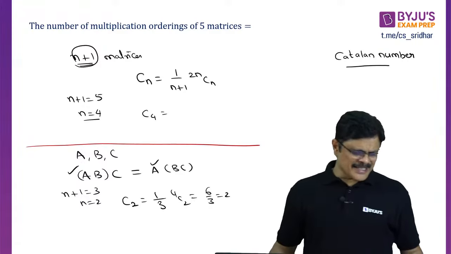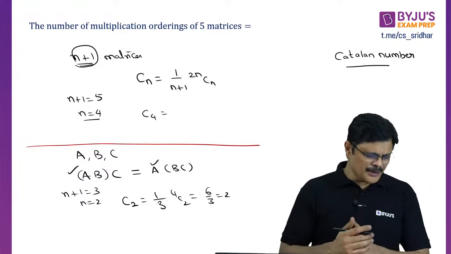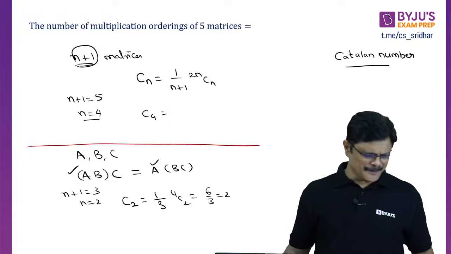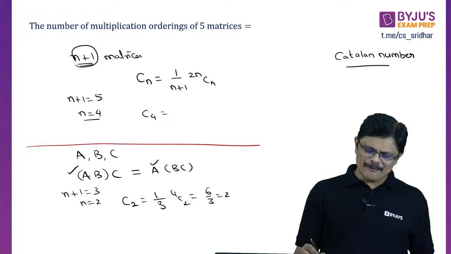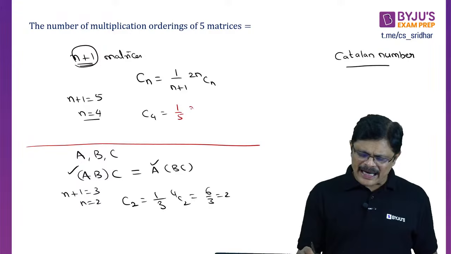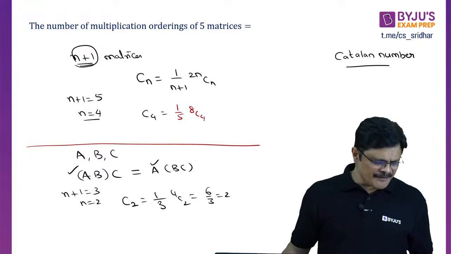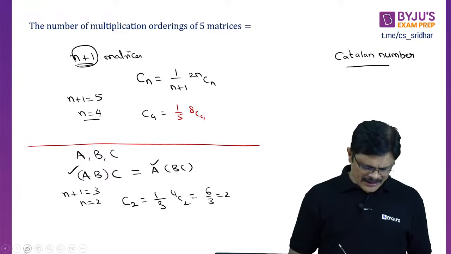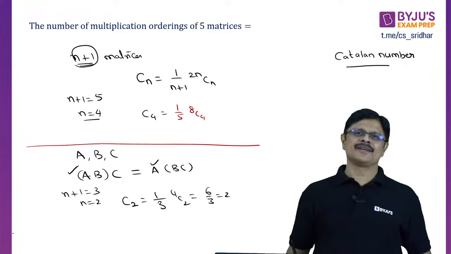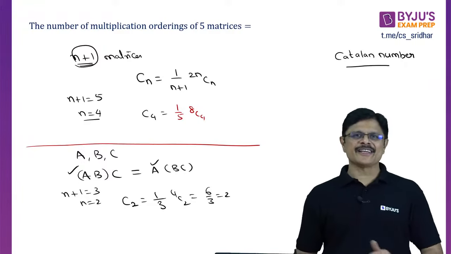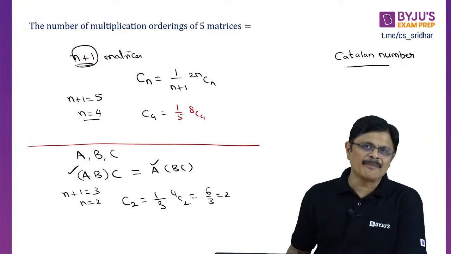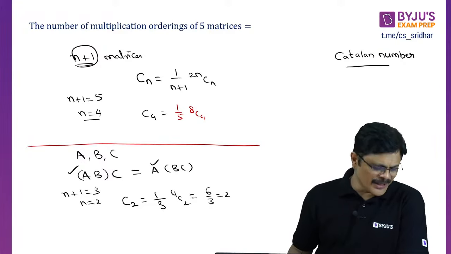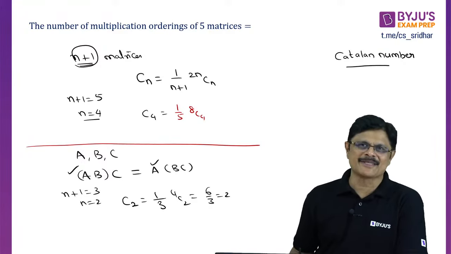Yes, what is the answer, sir? Simplify and give me the answer. You are giving me work or what? 1 by 5, 8C4. No, not 10C4. That is the answer for many problems, like the number of binary search trees. Many problems, the Catalan number is the answer.